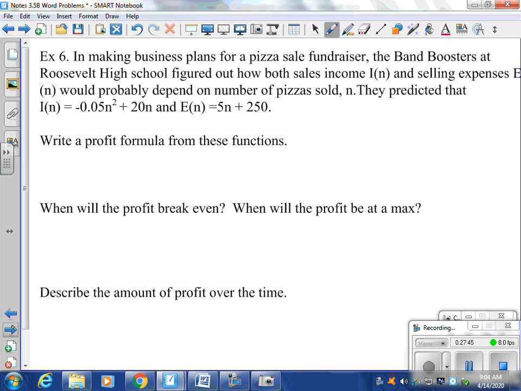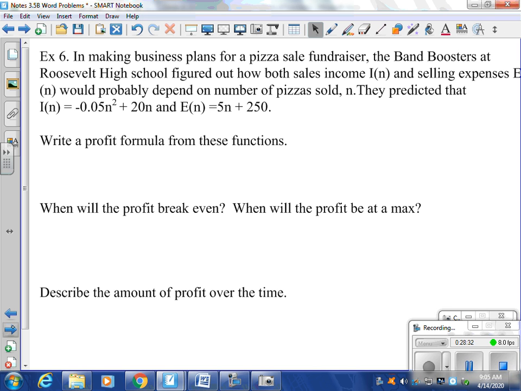All right, we have one problem left, and this one's more related to word problems, so bringing that graph back over and writing the information will be very important. You're making business plans for a pizza fundraiser for the band boosters at Roosevelt High School. You figured out that both sales income and expenses would probably depend on the number of pizzas sold. So they predicted the income and the expense formulas. Write a formula that represents profit for these functions. When will the profit break even? When will the profit be at the max? Describe the amount of profit over time.